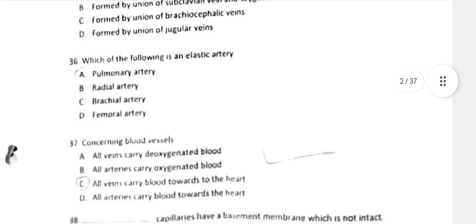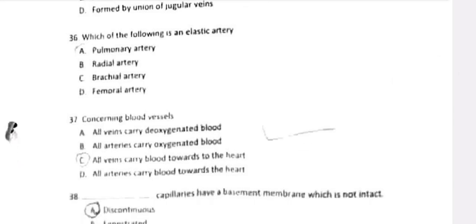Then 36, still under the cardiovascular system, it's saying, which of the following is an elastic artery? Remember, there are different types of arteries. There are elastic arteries, okay? There are muscular arteries and the likes. So here you must identify, because we looked at the arteries under what we call the blood vessels topic, okay? And then there are different types that we have here. So let's see. The pulmonary artery, the radial artery, the brachial artery, the femoral artery.